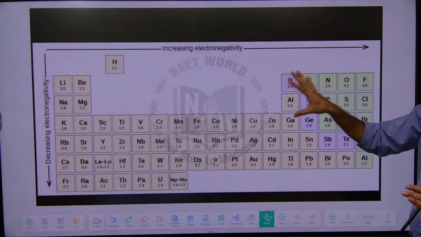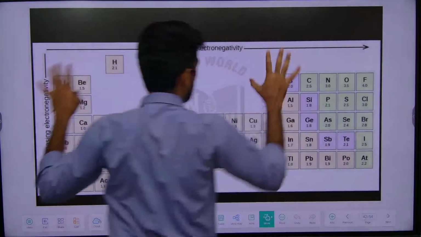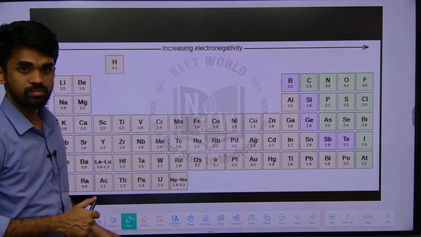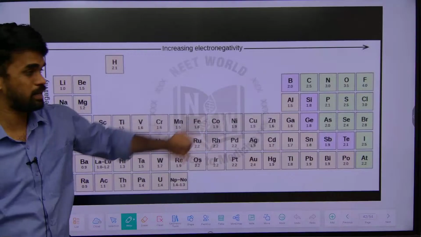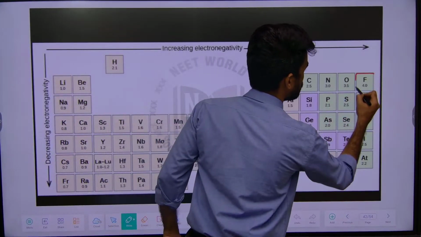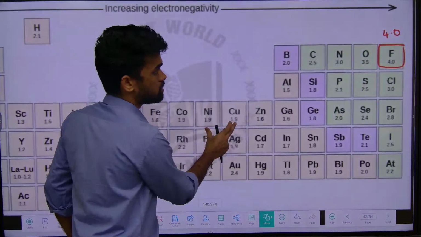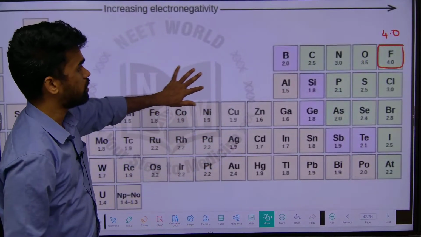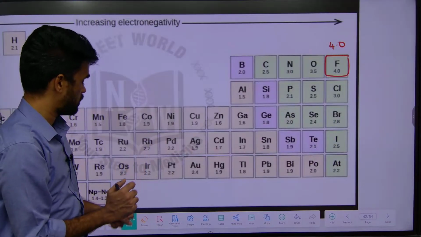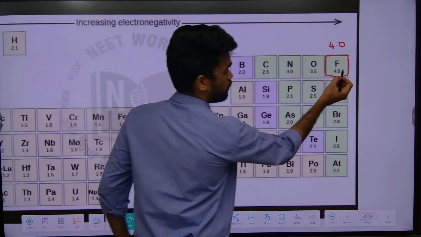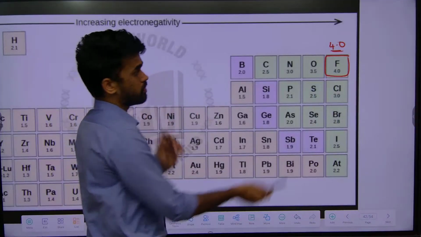This is the electronegativity values on the Pauling scale. Now look at this table. Where do we have the most electronegative element? Fluorine. There we have the most electronegative element. So what is its value? 4.0. Okay. So now you need to remember some values at least. They may make a question on this. So fluorine is how much? 4.0. So go left side once.